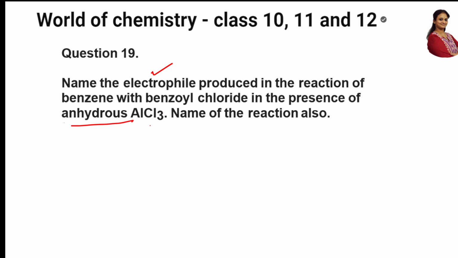Whenever you see anhydrous AlCl3, remember it is a sort of electrophilic reaction. But whether it is acylation or alkylation, how will I know? Yes, it is acylation because you have a benzene ring attached. First of all, you'll write the name of the reaction.